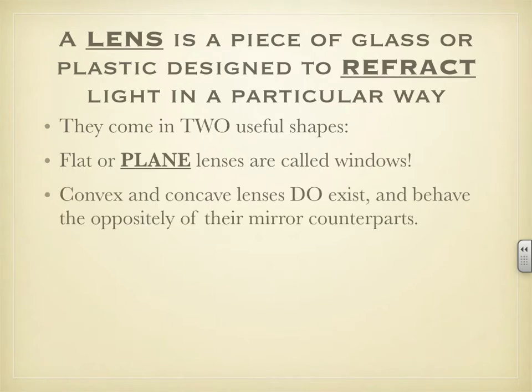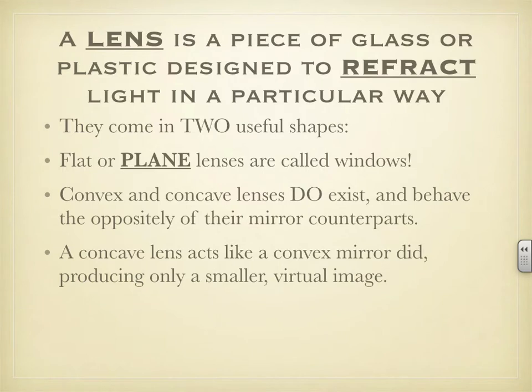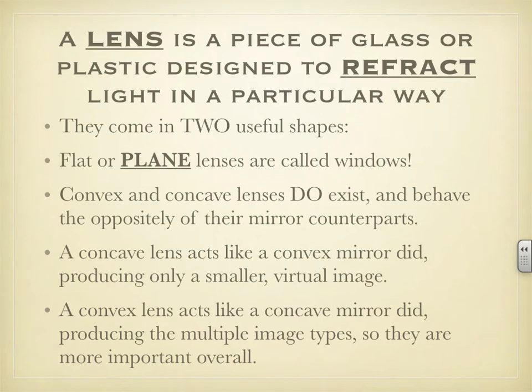So we still have convex and we still have concave, and convex still means curved out at the center, and concave still means curved in at the center, but they're going to act the opposite of what they were with mirrors. So in a mirror, a convex mirror could only form a smaller virtual image. A concave lens is the same way. It can only make a smaller virtual image. And just like that, a concave mirror was the one that was more versatile. I could form more image types. I can also make more image types with a convex lens. So they tend to be more important to us overall because we can do more things with them.